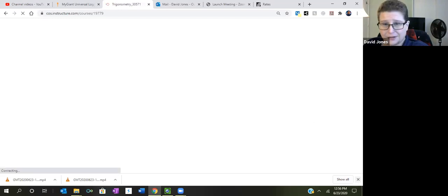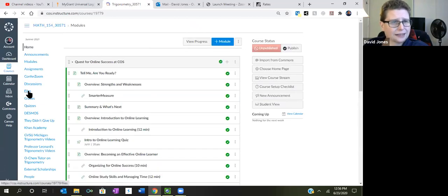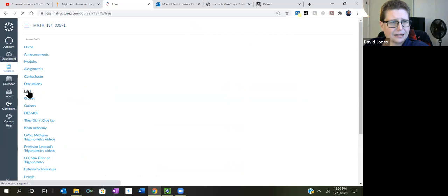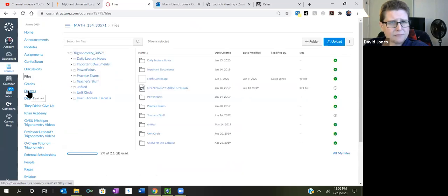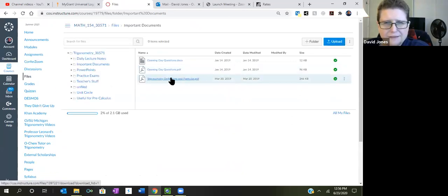And why it's not loading, I have no idea. There we go. So we're going to go to Files. Click on Files over here. And important documents. There will be other things in it. This is where I'll have the code for my math lab and things like that.